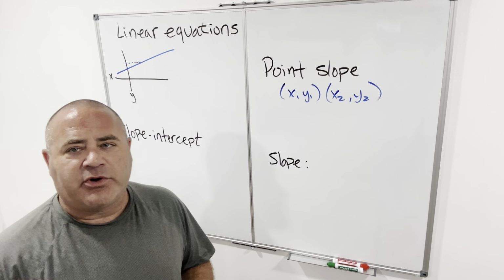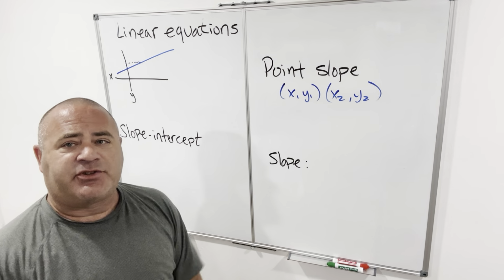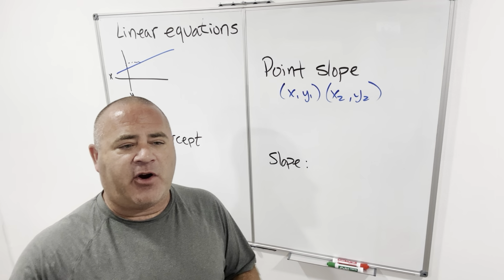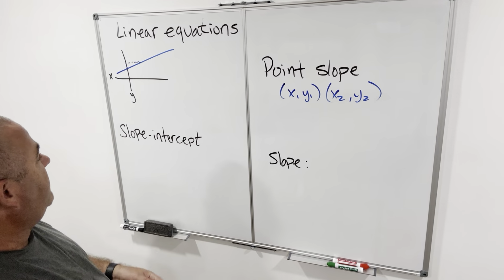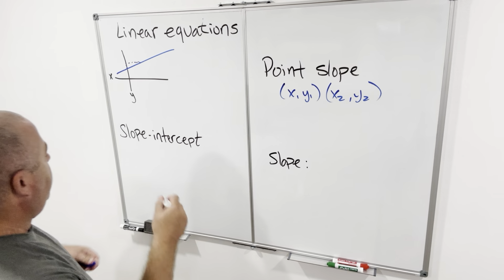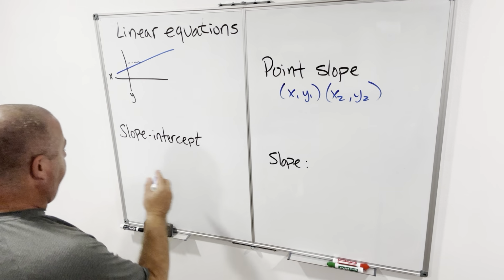Linear equations are those equations that when you graph them end up being a straight line, hence the term linear equations. And you can recognize that in an equation when none of your variables are raised to a power other than 1. And so most of the time you want to get them in a form that makes them easily graphable.